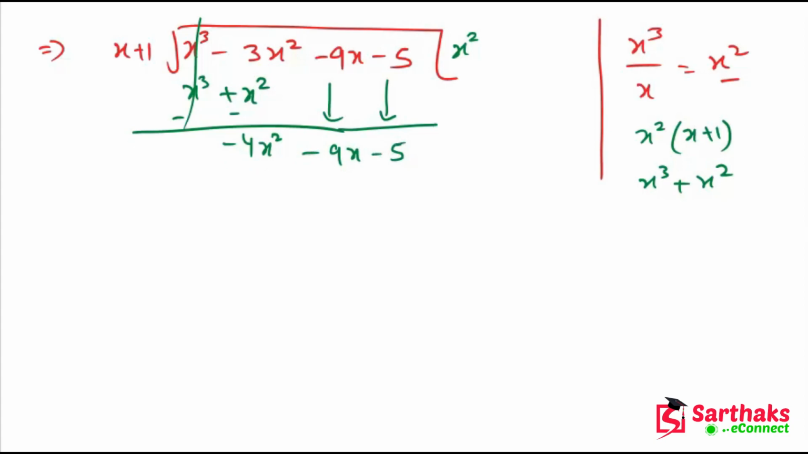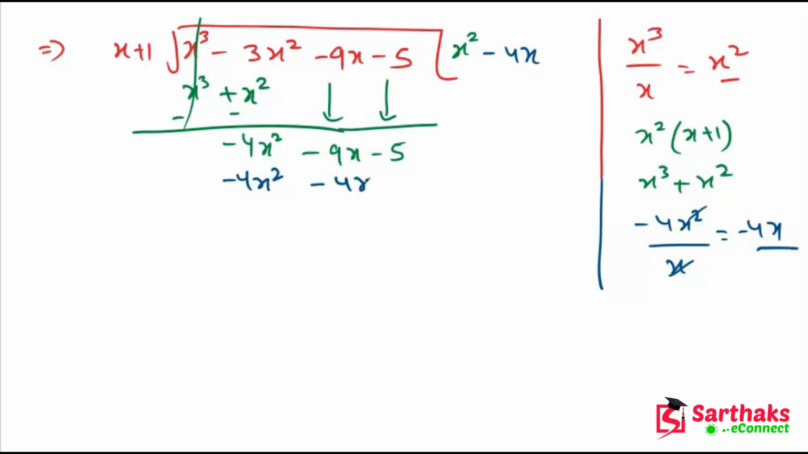So now, my dear friends, in this case, we are doing minus 4x square, meaning the first term of the new dividend divided by the first term of the divisor. So we get minus 4x. So this is the second term of the equation. So we are writing here minus 4x. Now we have to multiply minus 4x with x plus 1. So we get minus 4x square minus 4x.